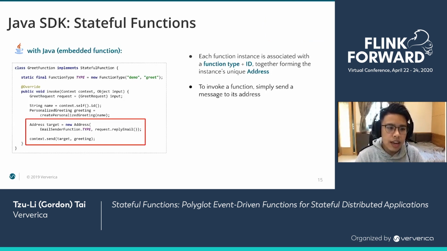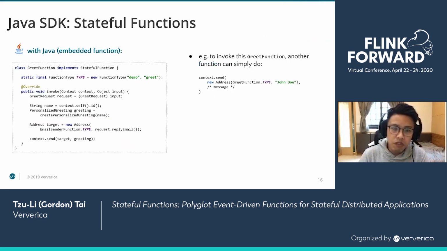So here you can see how a function sends a message to another function. To invoke another function, you send a message to the target function's logical address, which we just previously mentioned consists of a type and the ID. For example, if you want to invoke an instance of this greet function itself, another function can then do context.send and then the address, greet function type, and then let's say the user ID is John Doe, and the message.